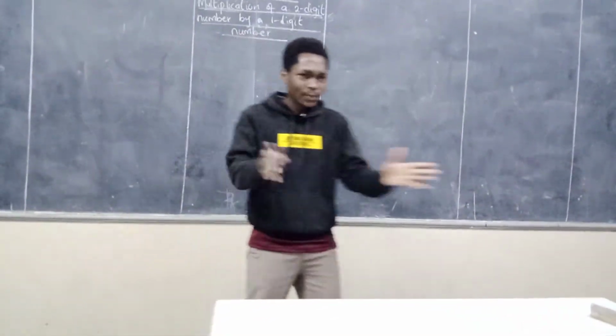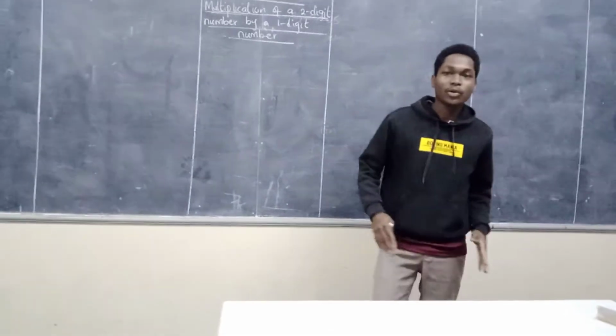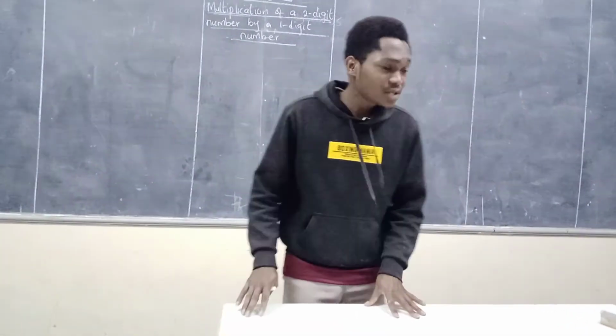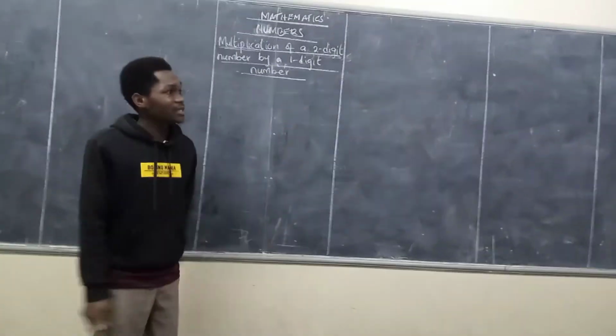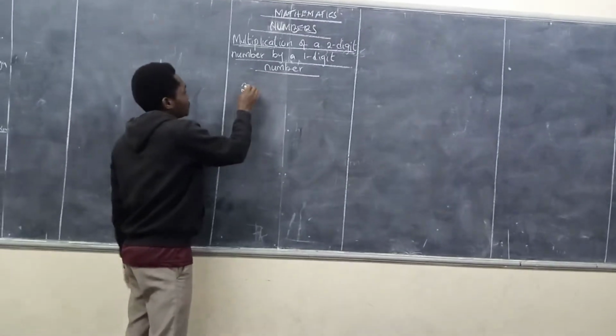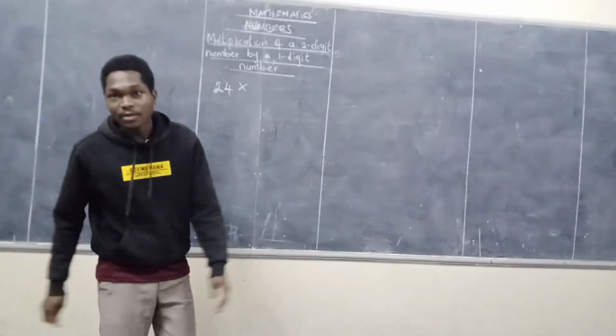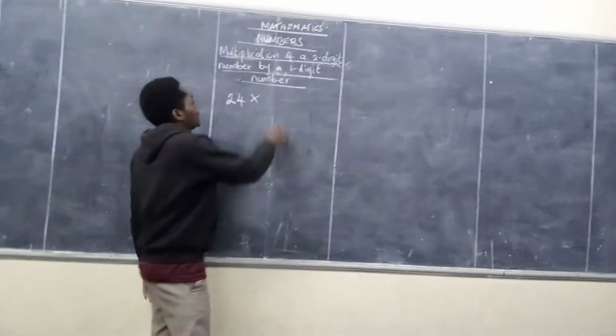Mathematics is just fun, just playing with numbers, and that's what I'm going to do. I'm only going to start with the first method of multiplication. I can start with a 2-digit number such as 24 by a 1-digit number. It can be 6.